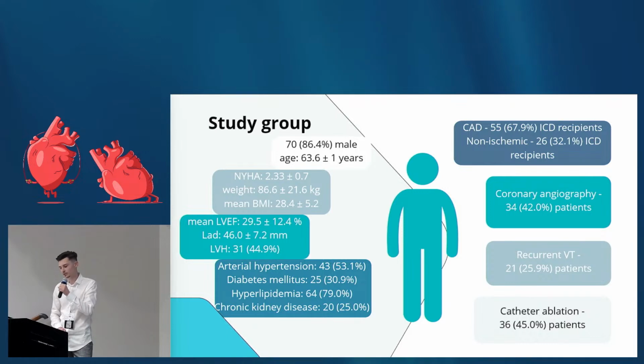As for general characteristics, among our study population, 70 patients were male with a mean BMI of 28.4, left ventricular ejection fraction of 29.5, and comorbidities mentioned in the slide. The etiology of pacing device implantation was coronary artery disease in 55 patients and non-ischemic in 26 ICD recipients. Moreover, 34 patients underwent coronary angiography, 21 patients experienced the recurrent VT, and 36 patients required catheter ablation due to VT.